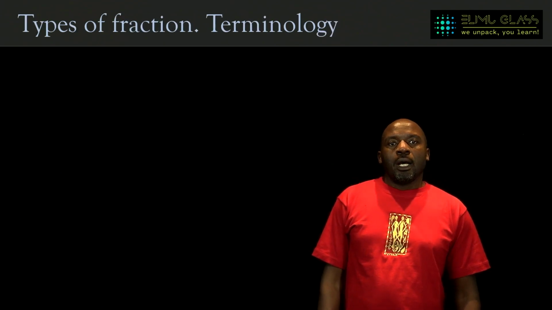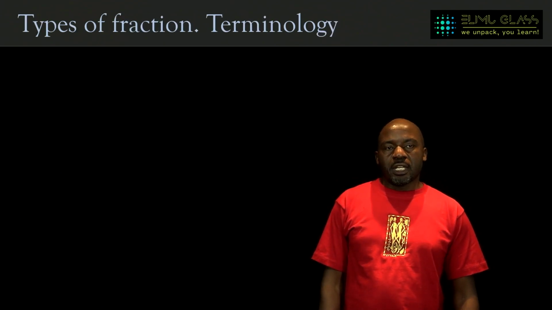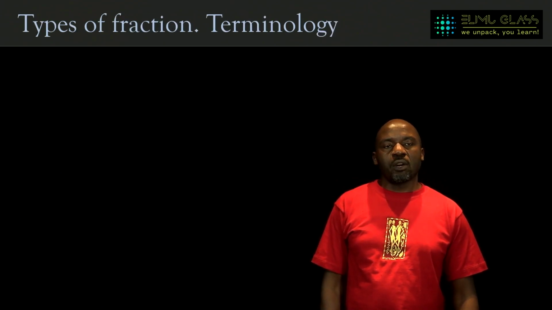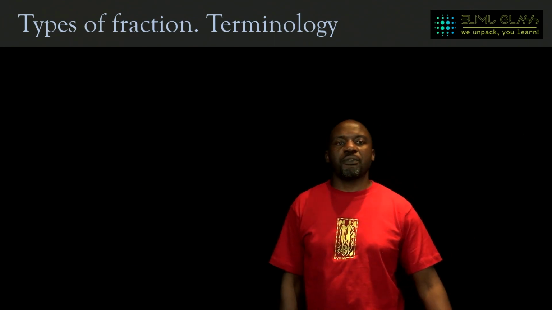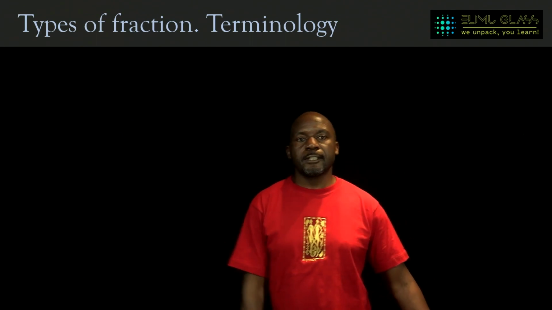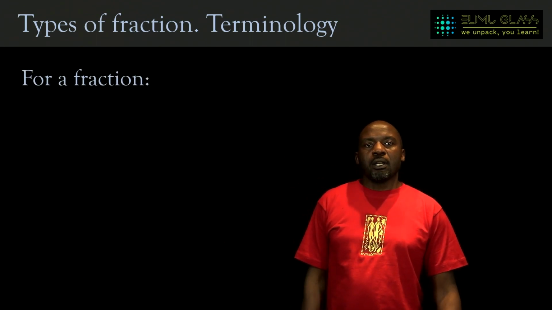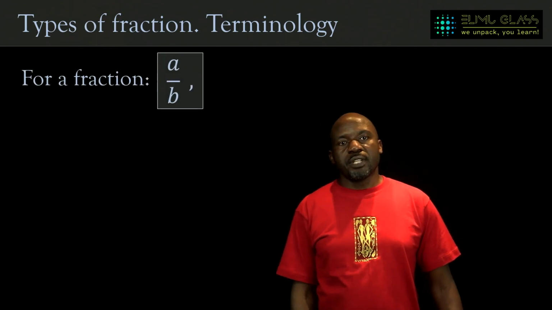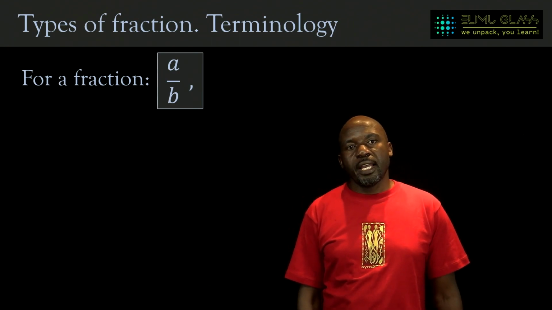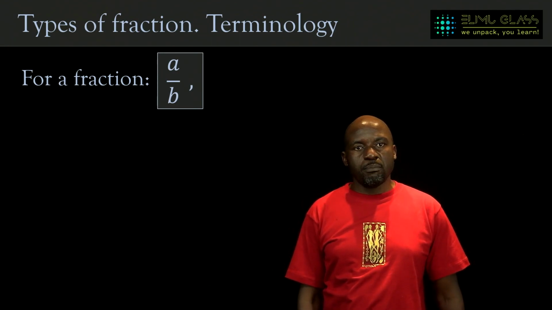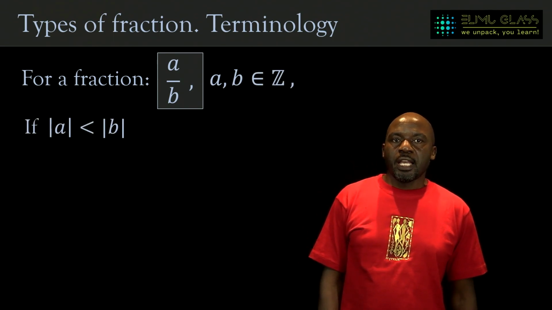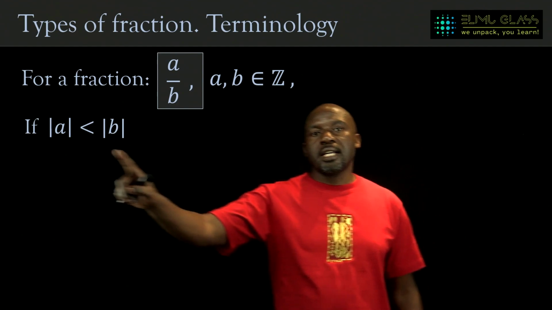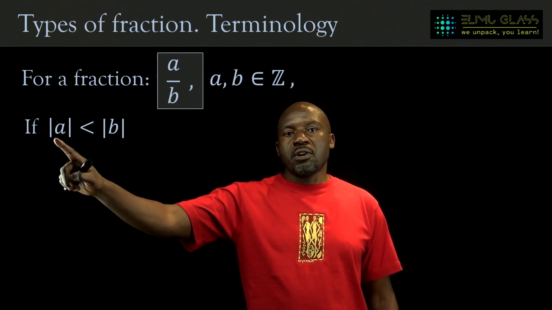All right. There are types of fractions, and here we are concentrating on the terminology, the terms that we use to refer to fractions. This is now important. Okay. Now, for a fraction that we have represented by A over B, where A and B are integers and B is not 0, if the absolute value of A is less than that of B. Now the 2 lines there mean that you ignore negative.